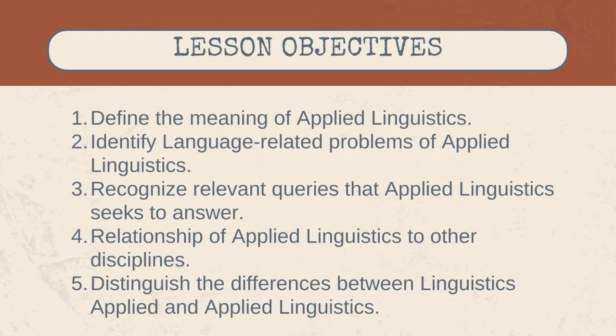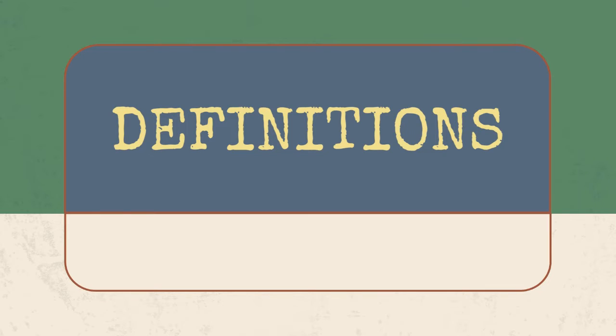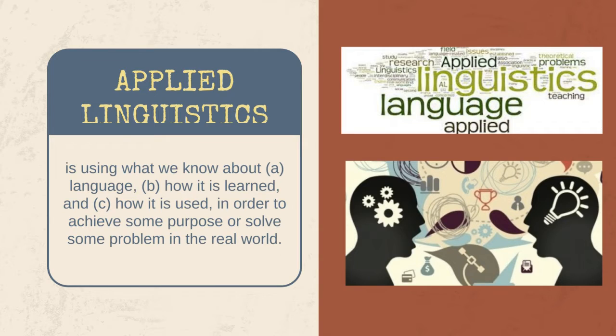Number 3. Recognize relevant queries that applied linguistics seeks to answer. Number 4. We're going to discuss the relationship of applied linguistics to other disciplines. And we are going to distinguish the differences between linguistics applied and applied linguistics. Now we are going to define applied linguistics from different scholars in the field.